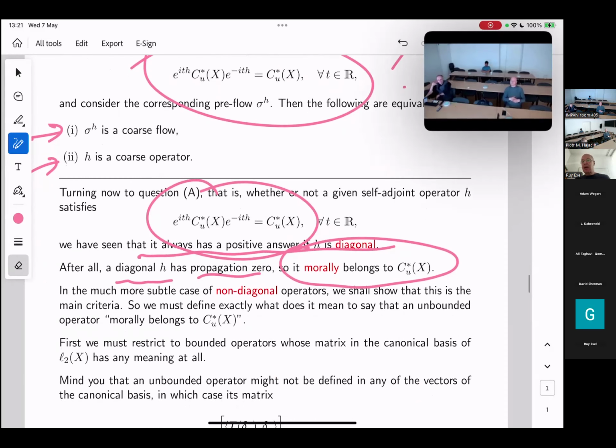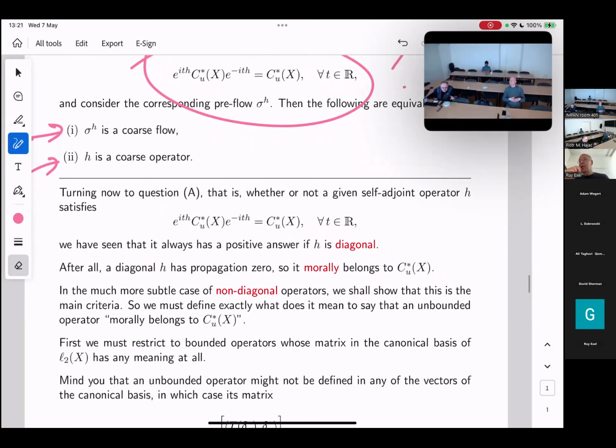Even if it's unbounded, did I hear you well? Say it again? Even if it's unbounded? Yes. Every unbounded diagonal operator leaves the uniform Roe algebra invariant. So the answer to question A is always yes.